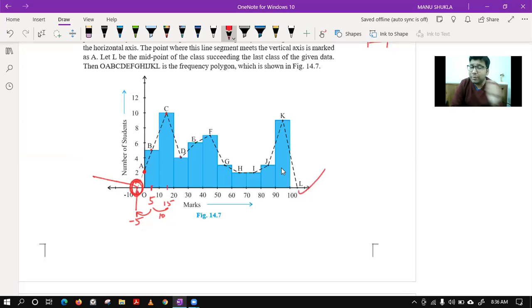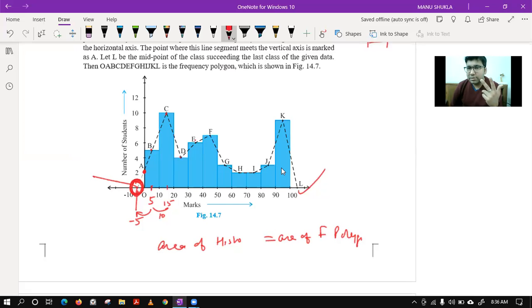The reason behind this may be that they know they have to make the area of the histogram equal to the area of this frequency polygon. And if they had taken this as A, maybe that would not have been equal. That is why they had to take this one as A. So please confirm, is this point clear to you?